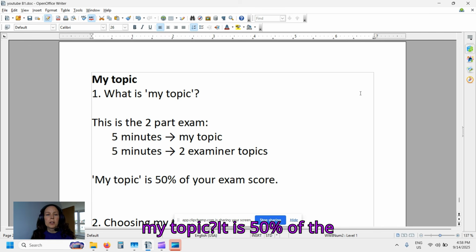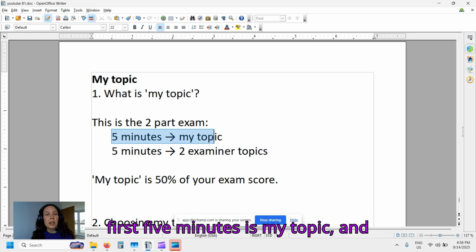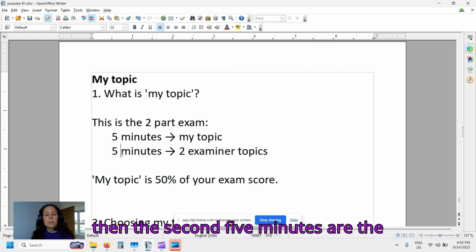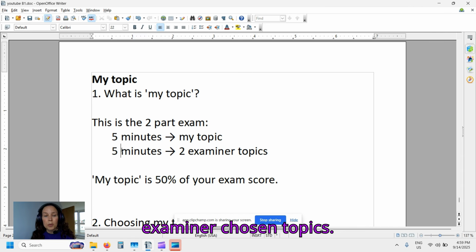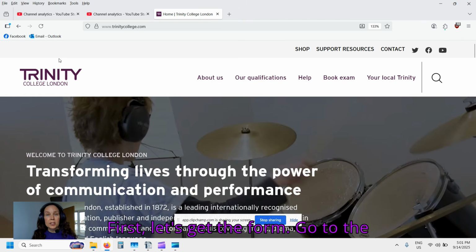First, what is my topic? This is a 2-part exam, 10 minutes. The first 5 minutes is my topic, and then the second 5 minutes are the examiner-chosen topics. Topic is 50% of the exam score, so it's important. First, let's get the form.